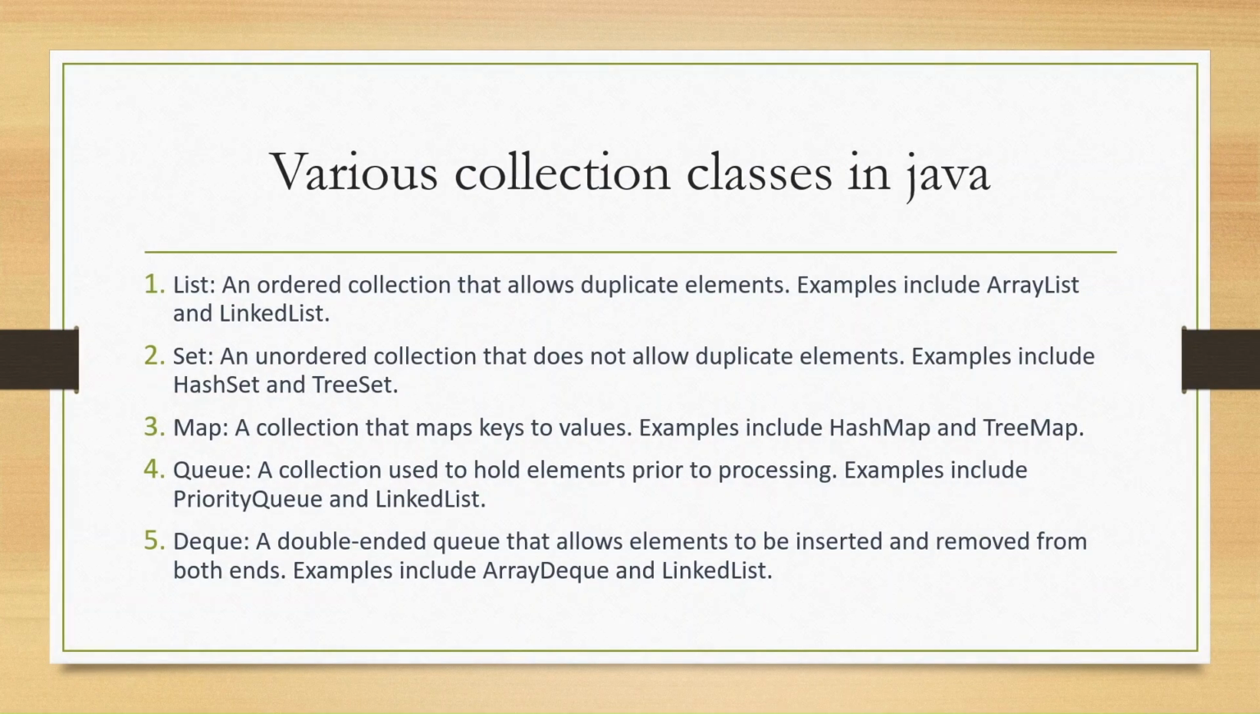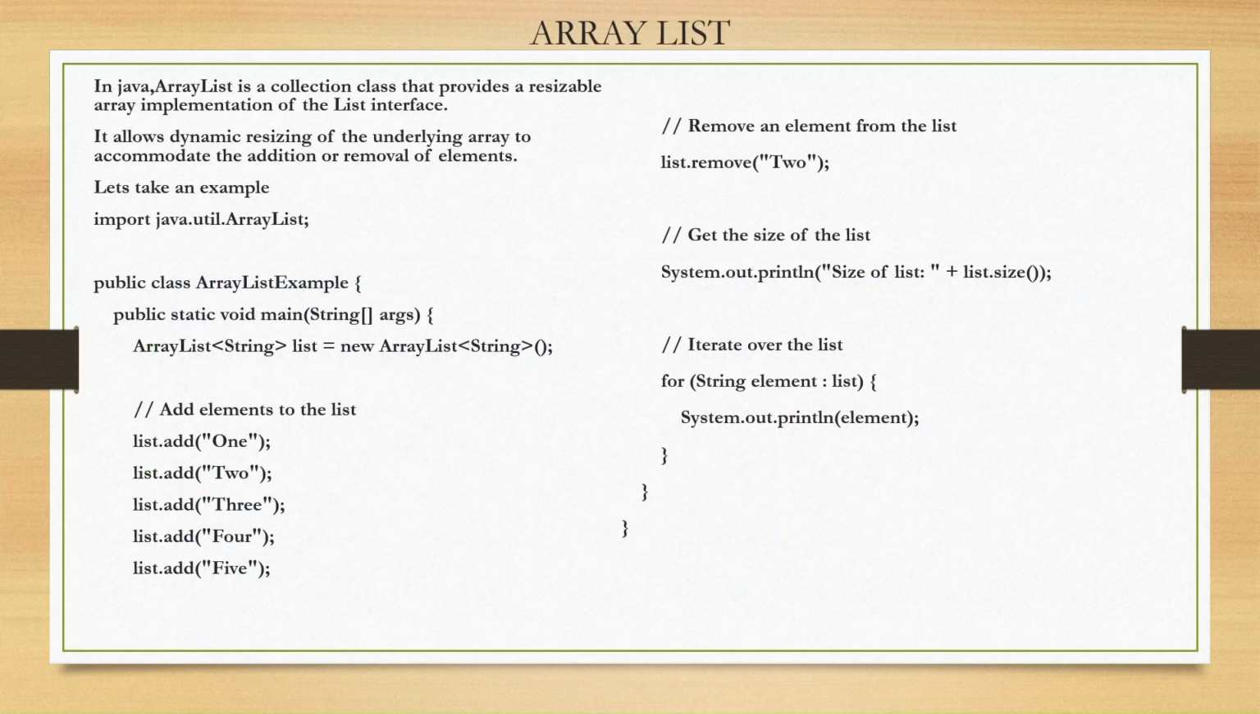Various collection classes in Java. As we saw, there are 5 types: list, set, map, queue, and deque. The first one, array list. So array list comes under list, and in Java, array list is a collection class that provides a resizable array implementation of the list interface that can have duplicate elements. It allows dynamic resizing of the array that can accommodate the addition or removal of elements.